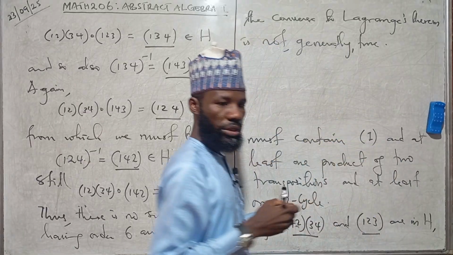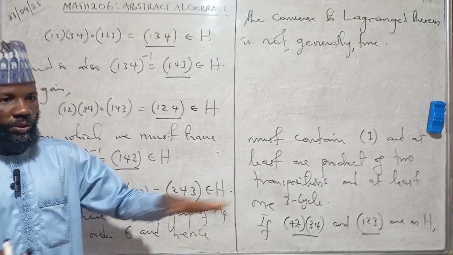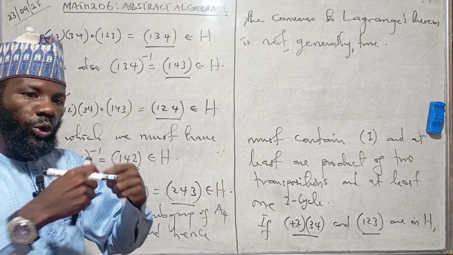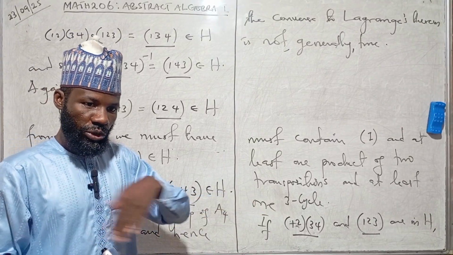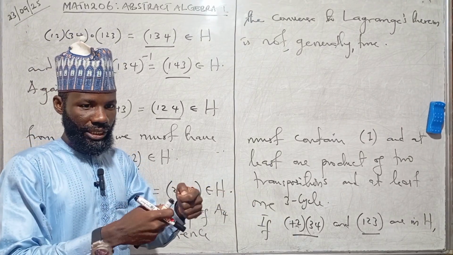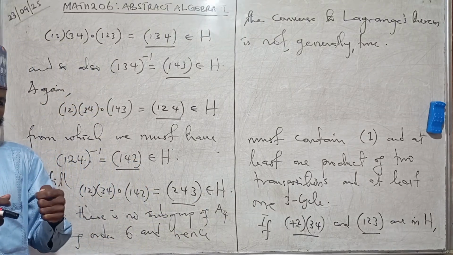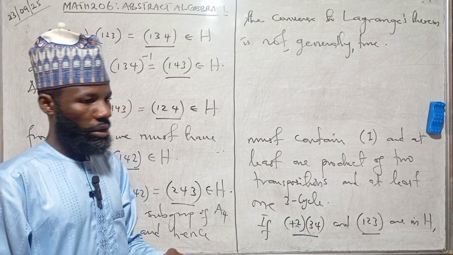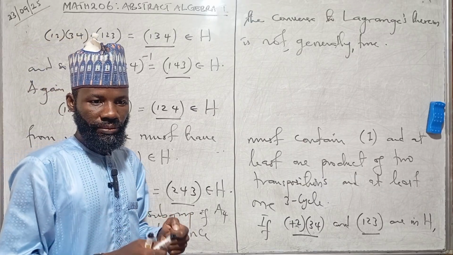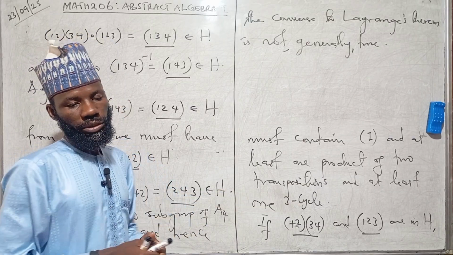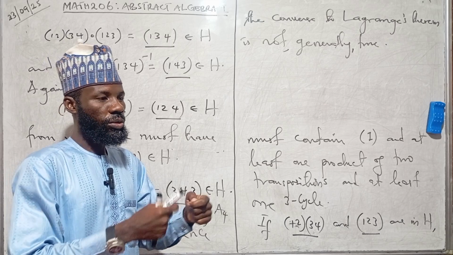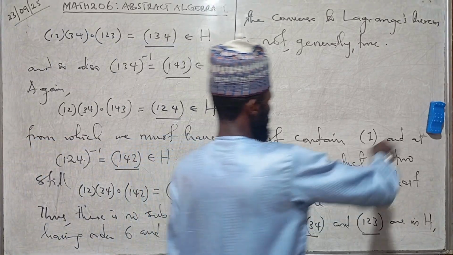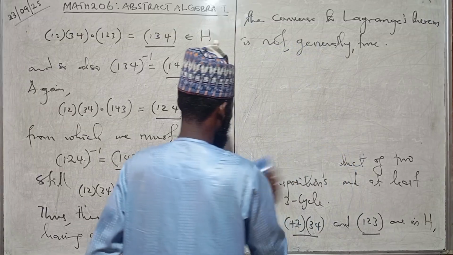Not generally, because you can have groups where corresponding to every divisor of the order of the group there is a subgroup. For example, we will see later that if the group is of prime power order, then corresponding to every divisor, because all the divisors will also be powers of the prime, there will be a subgroup. This will be an issue for a later discussion.